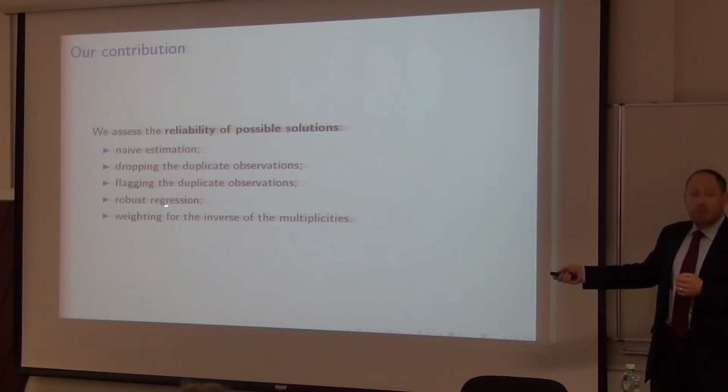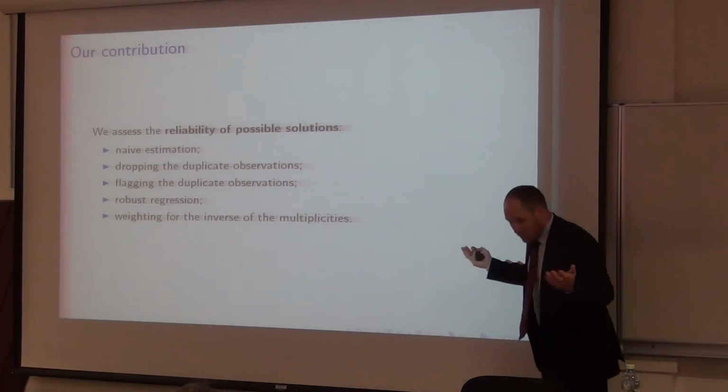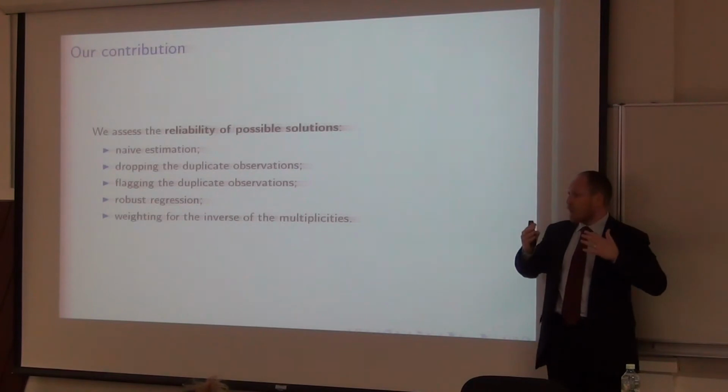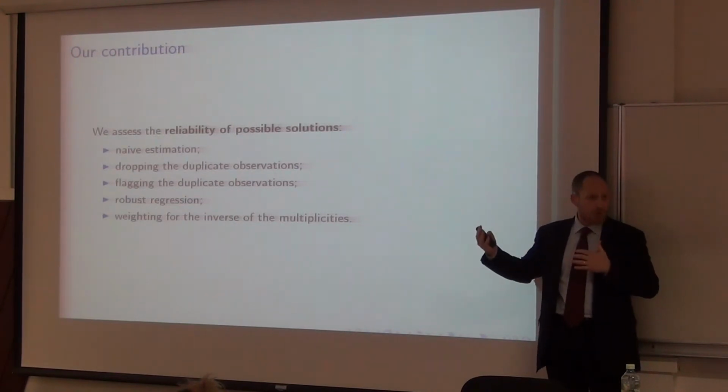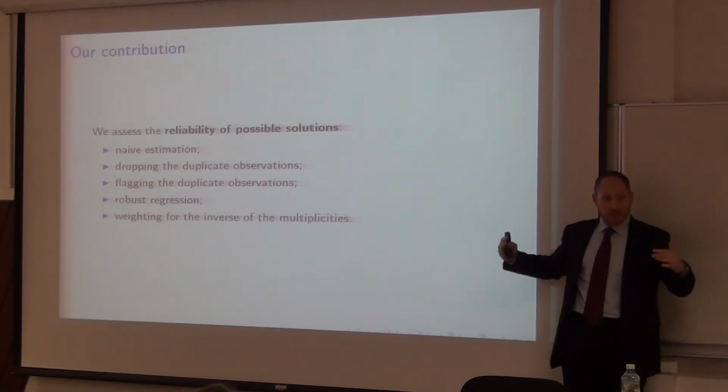Fourth solution, robust regression. Robust regression is OLS that takes into account the weight of influential observations. So in a way, this should help us downsize the frequent cases, okay?